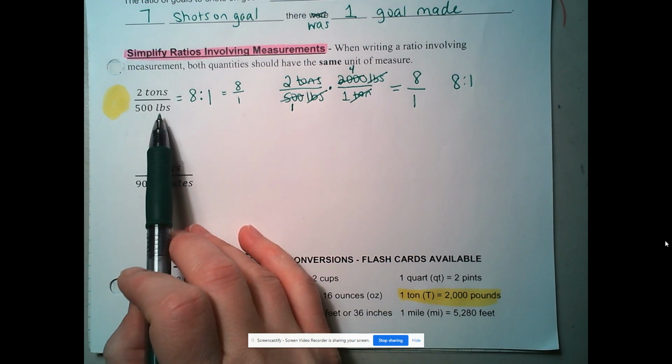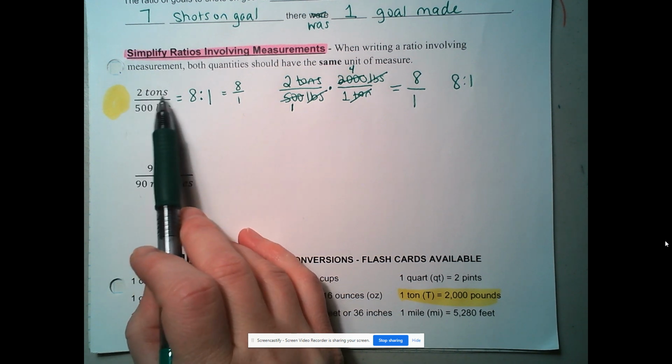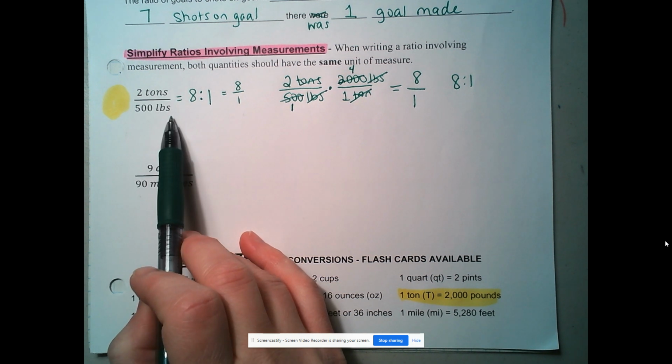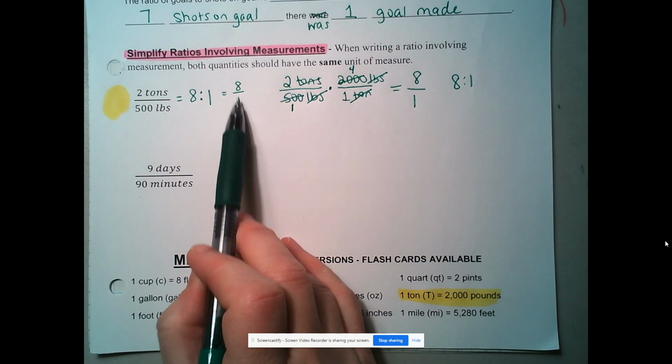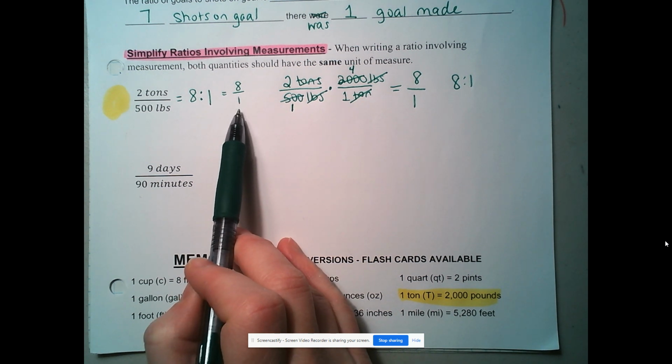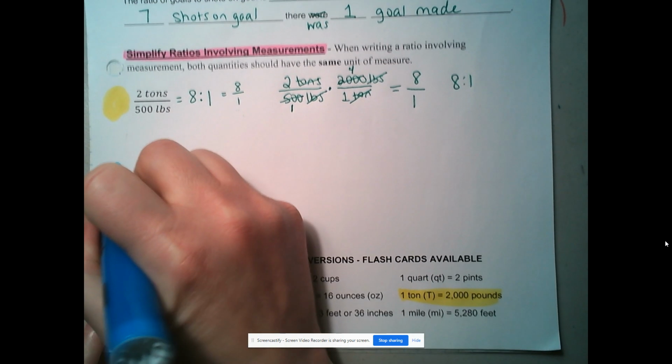500 pounds is not as much as 2 tons. So I actually have a bigger amount on the top because of the units than I do on the bottom. So when I compare them, getting rid of the units, I have a bigger amount on top than I do on bottom.